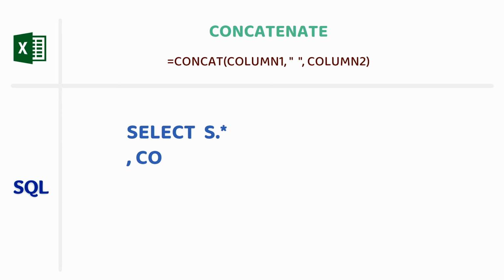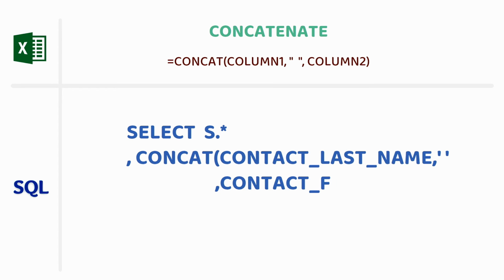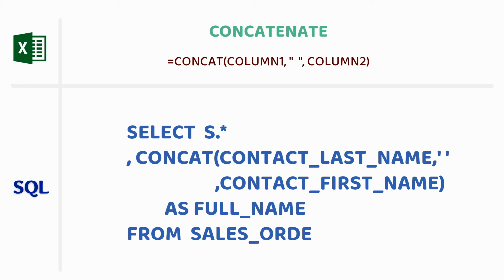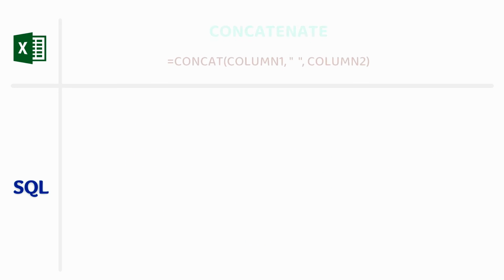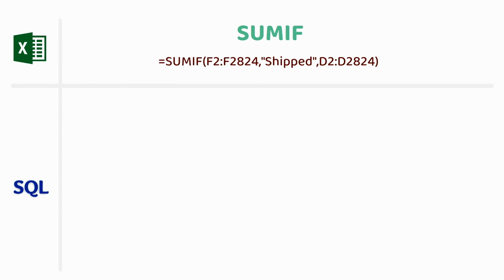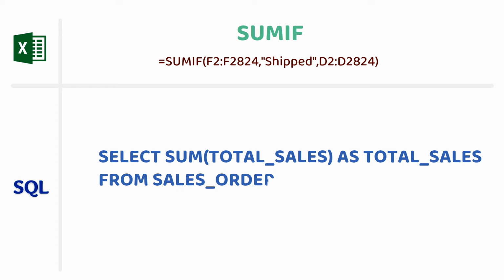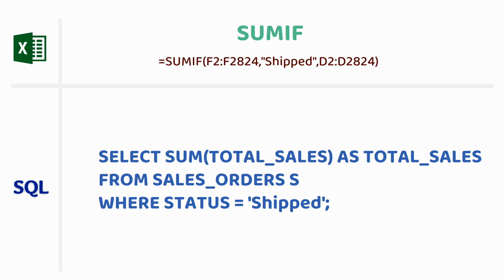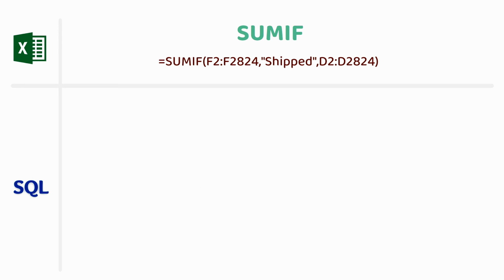Concatenate. We can merge values from multiple columns in Excel using concat or concatenate function. Similar function is also supported by SQL to perform the concatenation of multiple columns or values. SUMIF. SUMIF is used in Excel to add numbers from a range of cells which satisfy certain criteria. Similar operation can be done in SQL using the sum aggregate function and applying where condition to match the exact criteria.